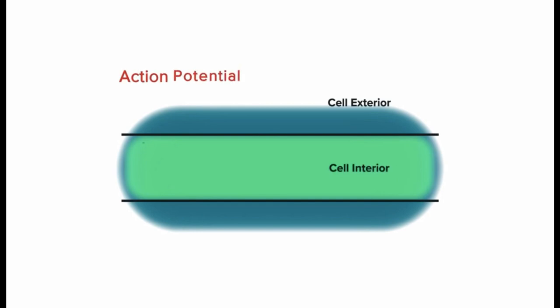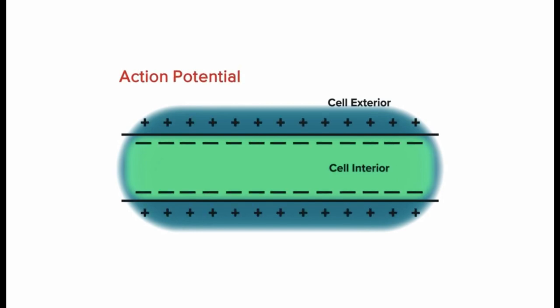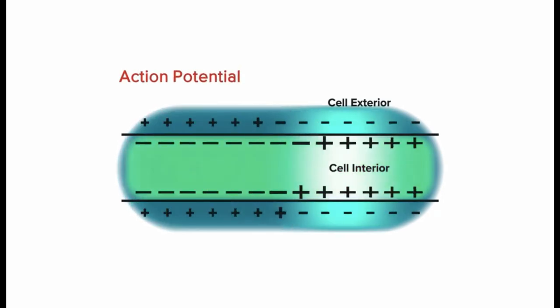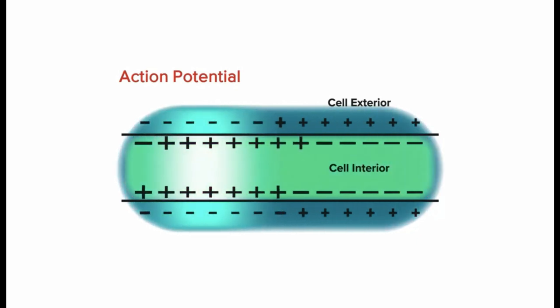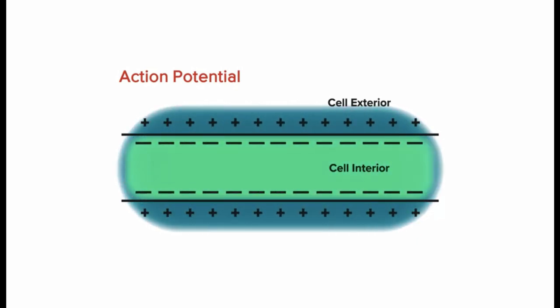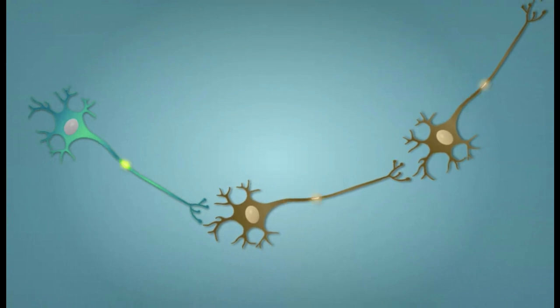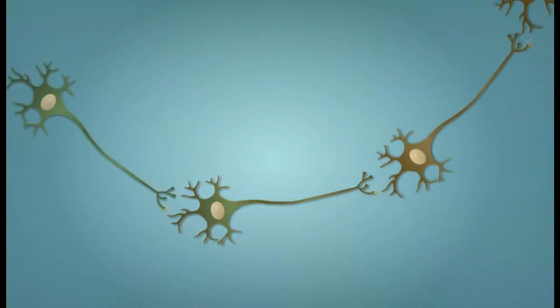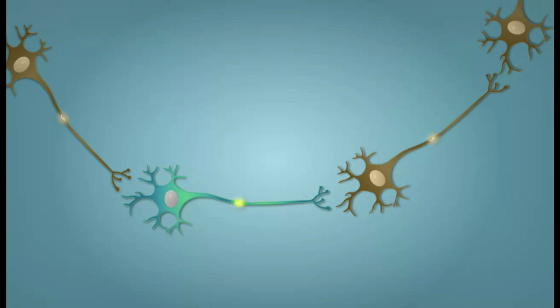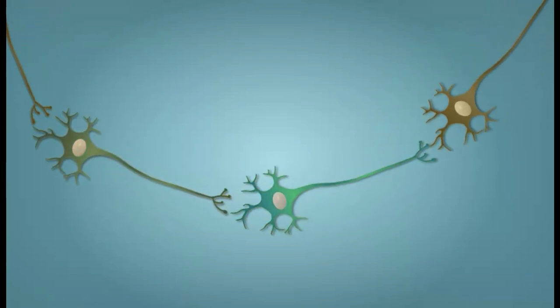Electricity is created by the sudden reversal of the overall charge of the inside and outside of the cell. This reversal, or action potential, produces the nerve impulse. This impulse allows neurons to transmit electrical signals from one cell to the next. But how does this sudden reversal of charge happen in the first place?